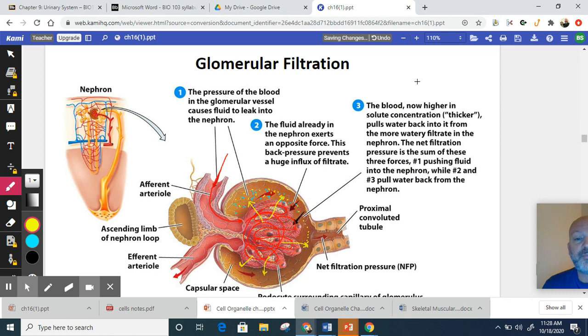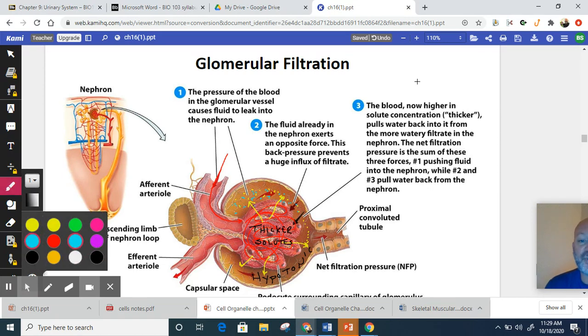But here's the thing, as the blood loses plasma, it's going to become more concentrated, right? Let's call this the blood becomes thicker, right? With solutes, because it's losing a lot of its liquid. So this becomes hypotonic. And inside, the blood becomes hypertonic. Well, we know about what hypertonic solutions do. They pull water back. They pull plasma back.